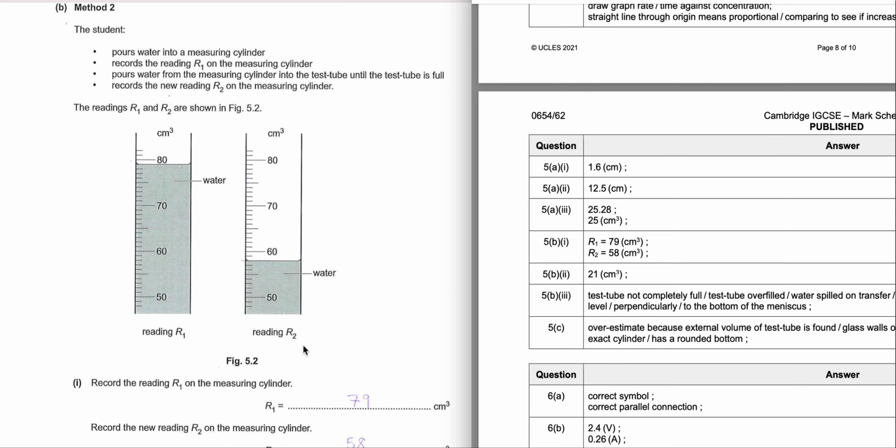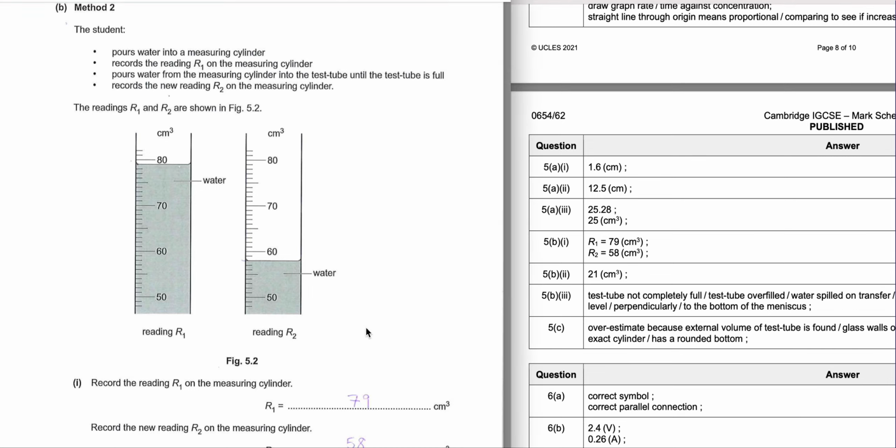We're being asked to measure some values. Notice here we've got a meniscus, that's that curved surface, which is a bit of a leading thing for us to come onto here. We're going to make sure that we pay attention to that later. Recording the reading, well, if we've got 80 and 70, 10 divisions in between, so this one just lower than 80 is going to be 79.